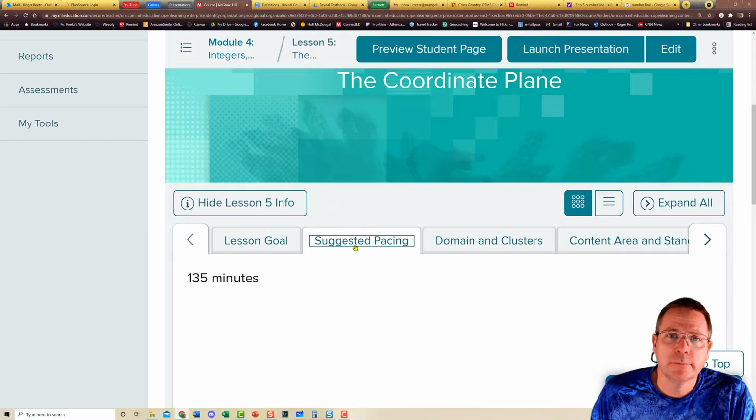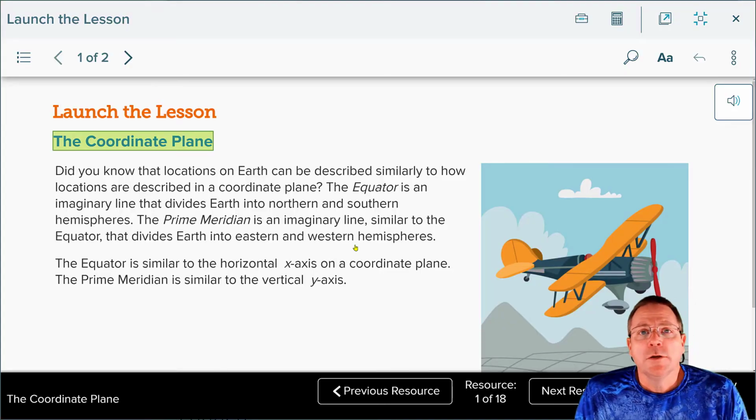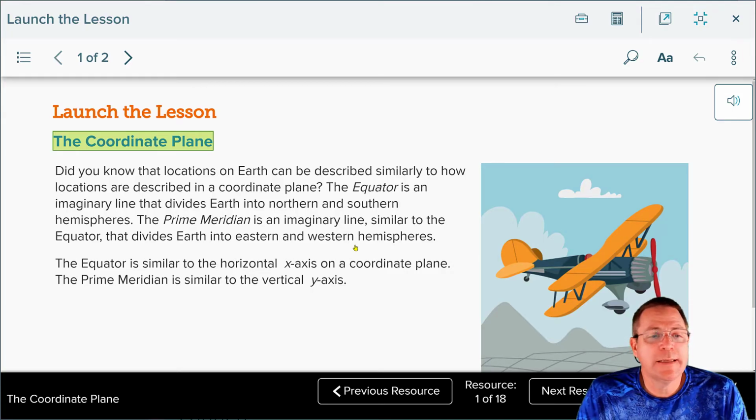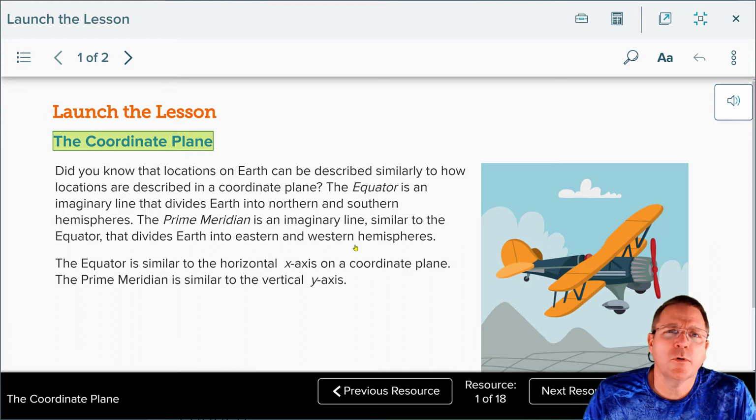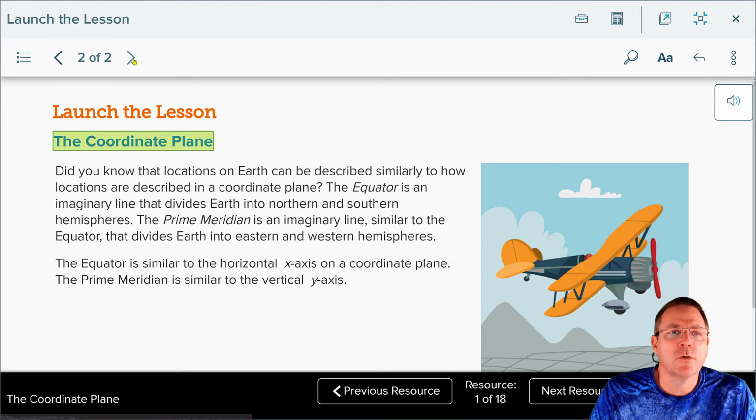Let's get started. Did you know that the locations on the Earth can be described similar to how locations are described on a coordinate plane? The equator is the imaginary line that divides the Earth into the northern and southern hemispheres, and the prime meridian is the imaginary line similar to the equator that divides the Earth into the eastern and western hemispheres. The equator is similar to the horizontal x-axis of a coordinate plane, and the prime meridian is similar to the vertical y-axis.